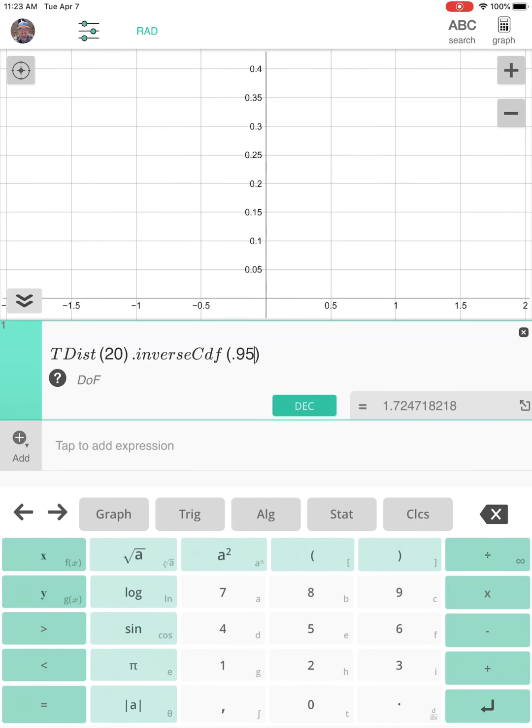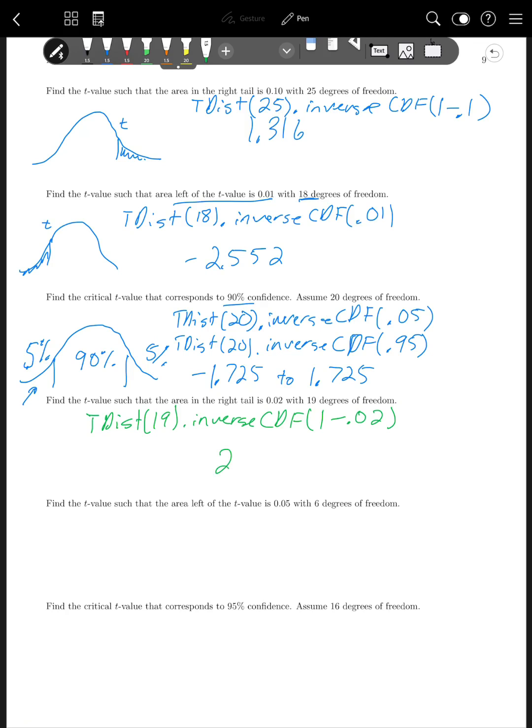Okay, so now that you've given them a try, let's go through them together. So for the first one, it's t distribution with 19 degrees of freedom, dot inverse CDF, and we're doing area to the right, so that means we need to do 1 minus that area, so 1 minus 0.02. So we can go to our calculator, put in 1 minus 0.02, change our degrees of freedom to 19, and we get 2.205.